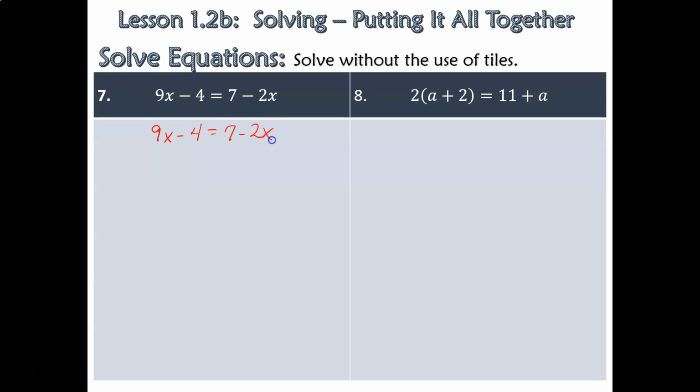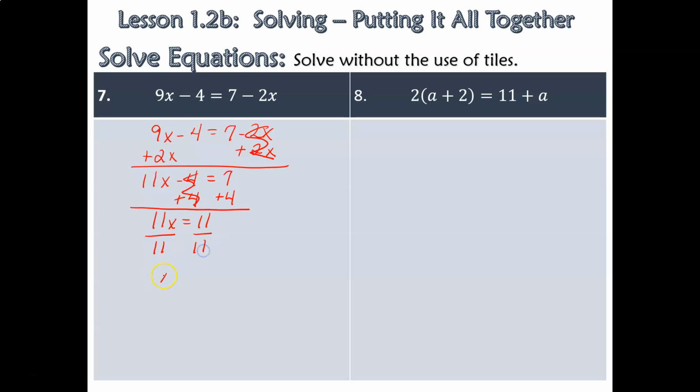Okay, so there's no parentheses here, no collecting like terms. So we're going to either subtract 9x or add 2x. You know I like to keep it positive. So I have 11x minus 4 equals 7. Then I'm going to undo this subtraction with addition, adding 4 to each side. So I have 11x equals 11. And then you're going to divide each side by 11. So you have x equals 1.